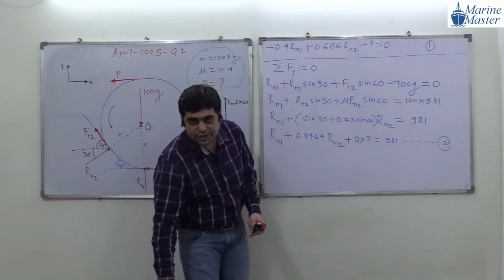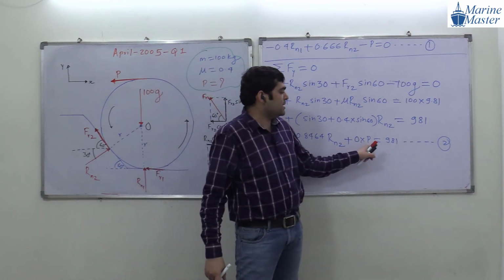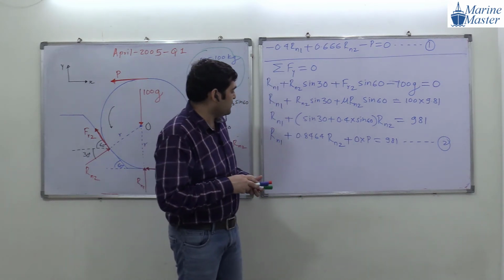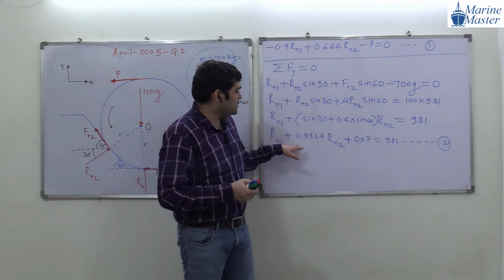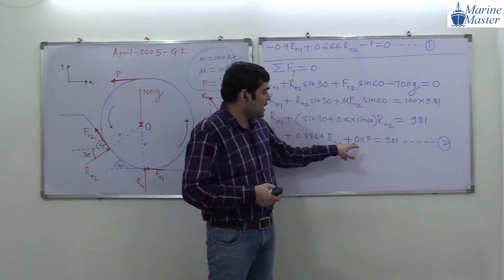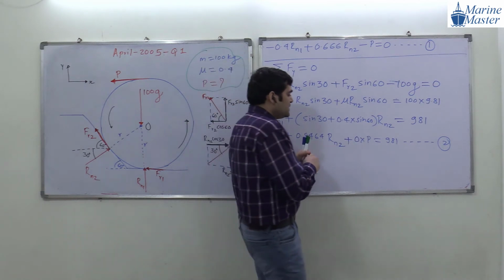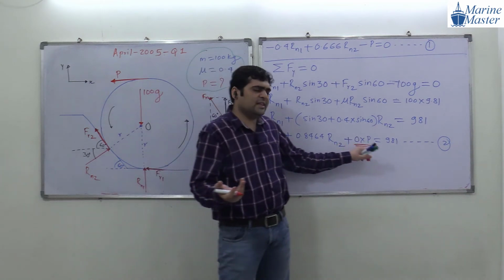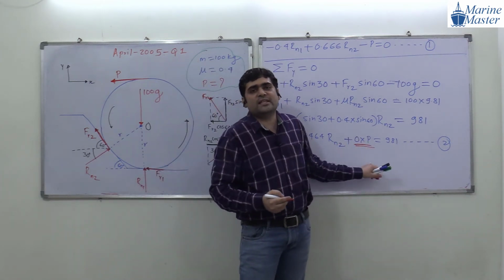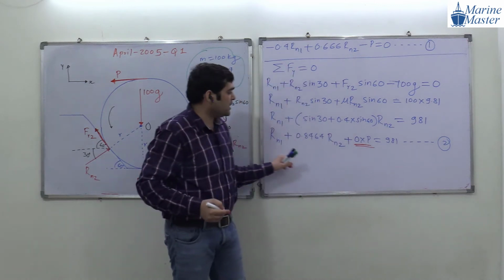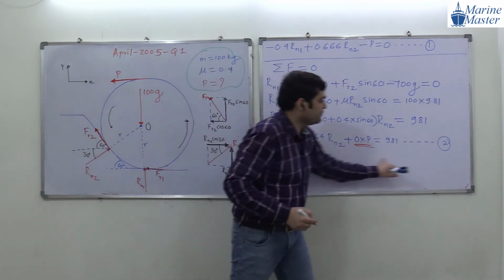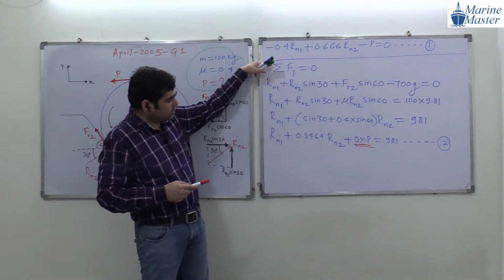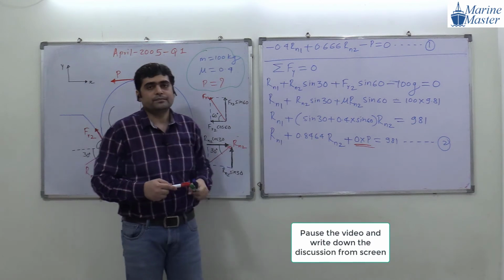Are you getting my point? Try to see the scenario here. If you want to add a p term in this equation, how are we going to add it? Rn1 plus 0.8464 Rn2, and we add 0 times p. What is the meaning of 0 times p? At the end we get 0, so it means nothing, but we want to put all these things in the calculator, and for that purpose it is here. So please everyone write down this equation 2. Don't write the point from summation of f of y. Please write down this point.